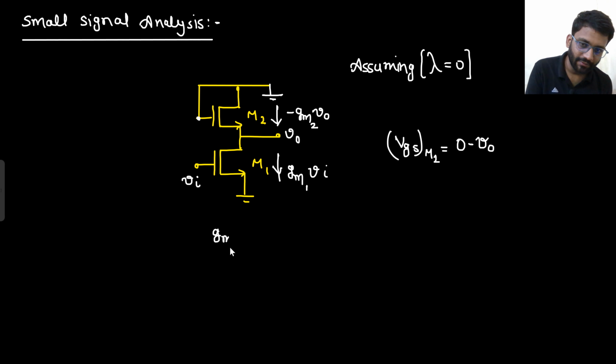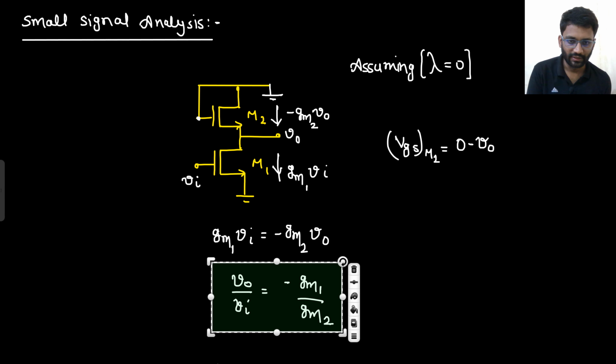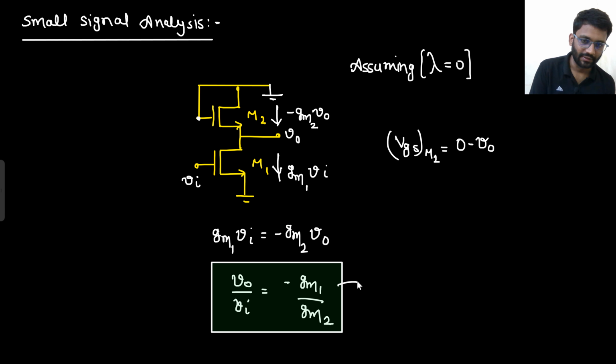That means gm1 Vi is equal to minus gm2 V0. That's it. So what is your value of V0 by Vi? That is minus gm1 by gm2. This is your small signal gain.